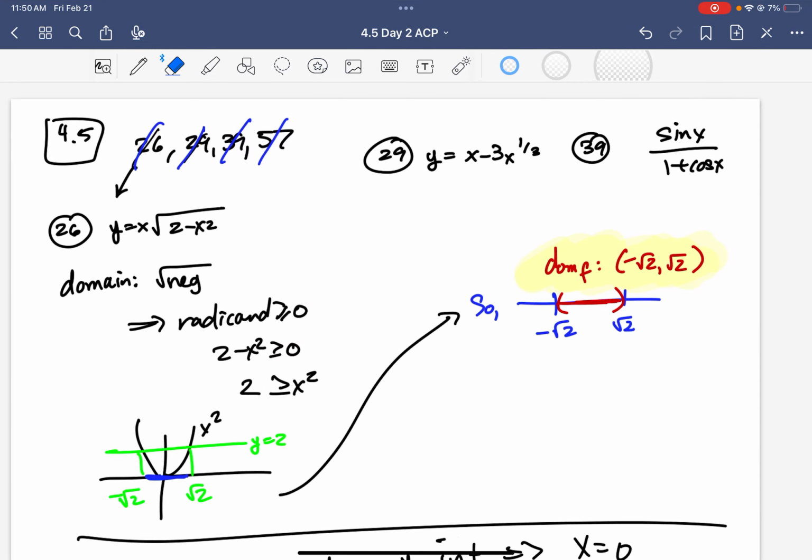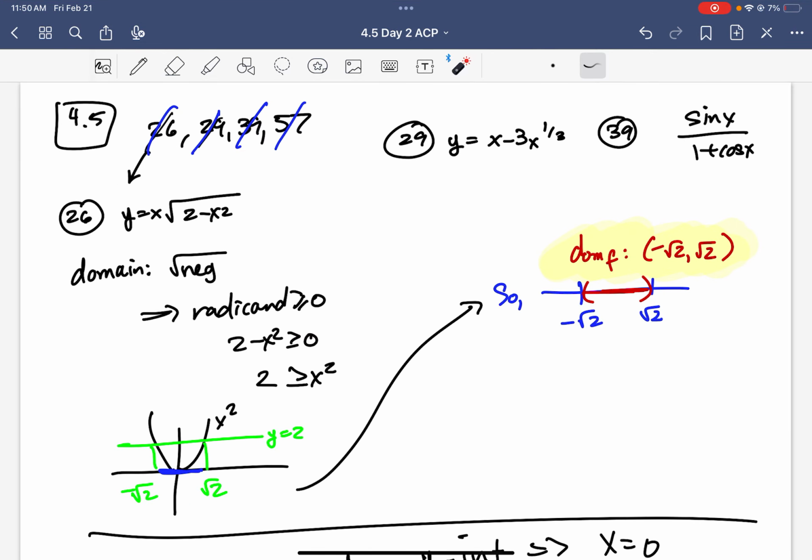So my goal is to get this done in 10 minutes or less. Let's do it. So first you have this function. In terms of domain, we worry about the square root of a negative. So we say the radicand is greater than or equal to 0, and we find that 2 must be greater than or equal to x squared.